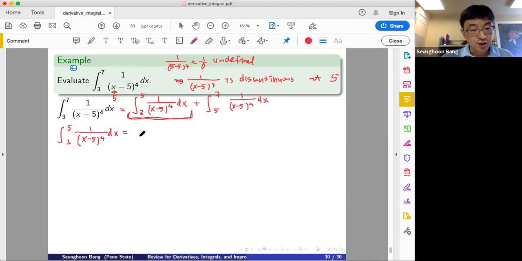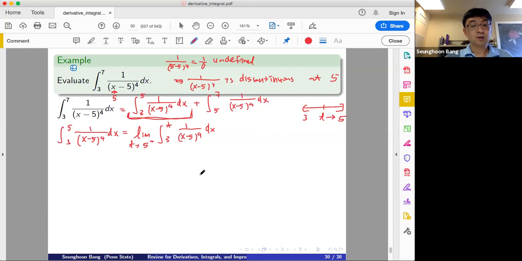So you can change the limit. You can replace the discontinuous point by t, the integral from 3 to t of 1 over (x minus 5) to the power 4 dx. Here, the t value approaches 5 from the left. How can you know that? You can draw the domain from 3 to 5. The t value is between 3 and 5. t approaches 5 from the left, the left-hand side.